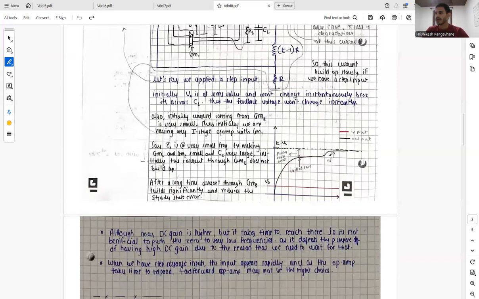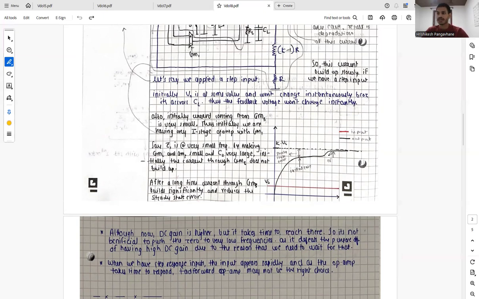So this is what we get, but it's a matter of time. We have to wait for this kind of result. Even though DC gain is higher, it takes time to reach that point. So it is not beneficial to push the zero to very low frequencies, as it defeats the purpose of having high DC gain, due to the reason that we need to wait for that.